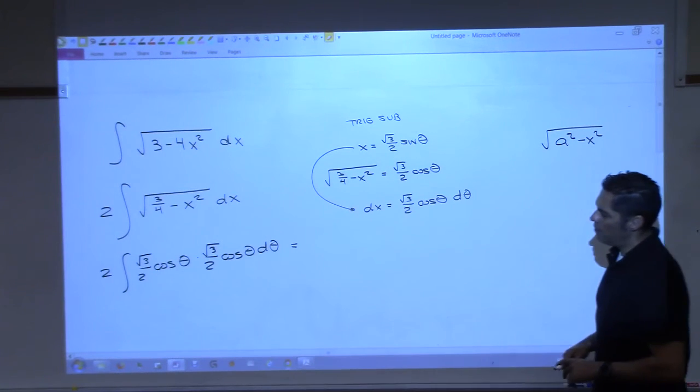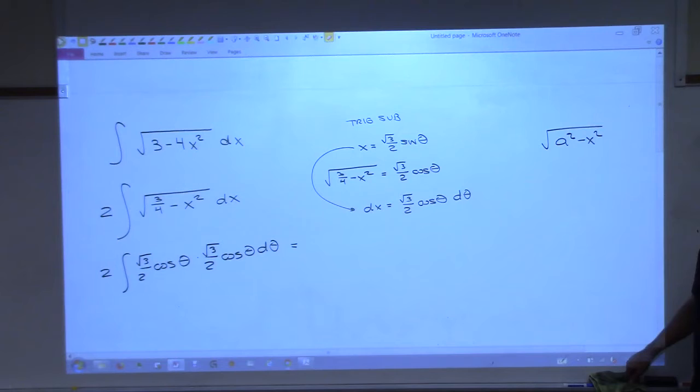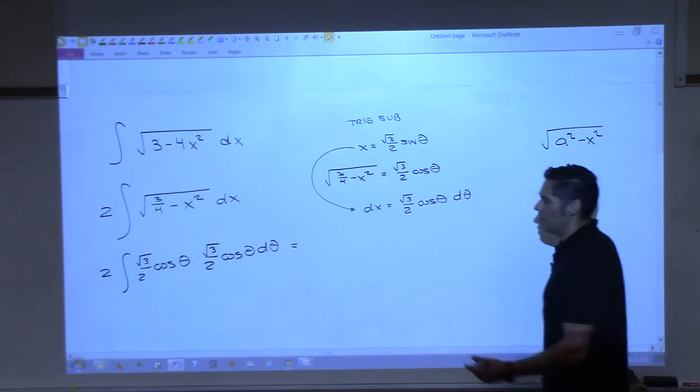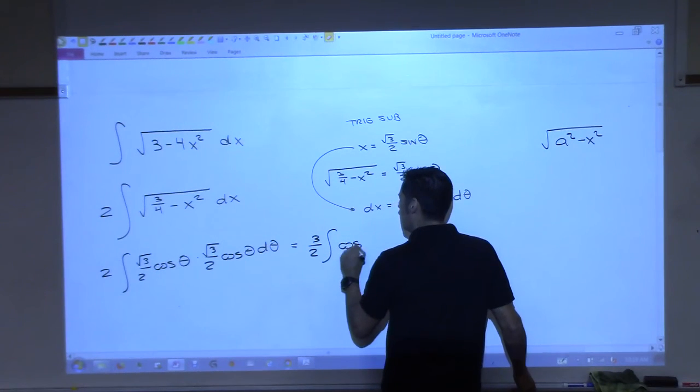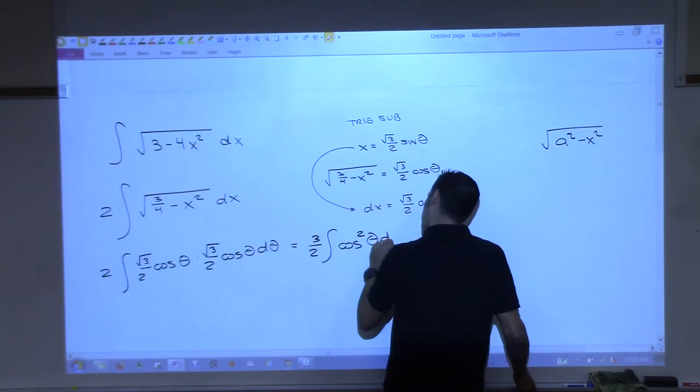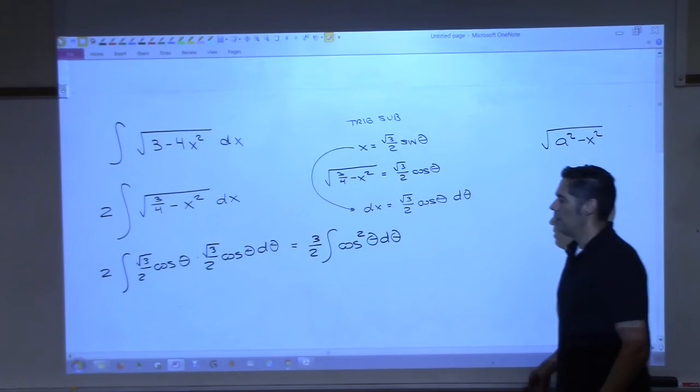All right, let's get all of our constants out. We've got root 3 and root 3. They're being multiplied, right? So that's 3. And then on the bottom we've got 4, but then there's a 2 out there, so it reduces. What do we have on the outside here? 3 over 2. 3 over 2 root cosine squared theta d theta. Hey, we've seen this.